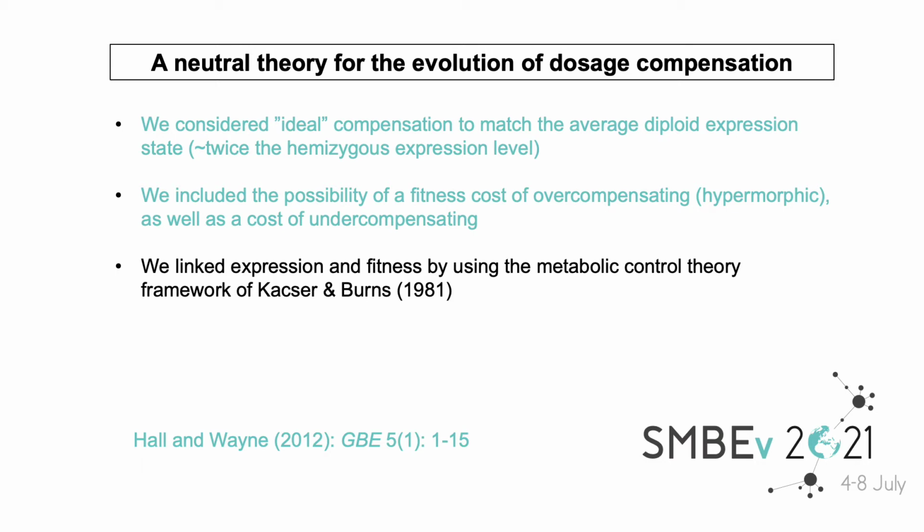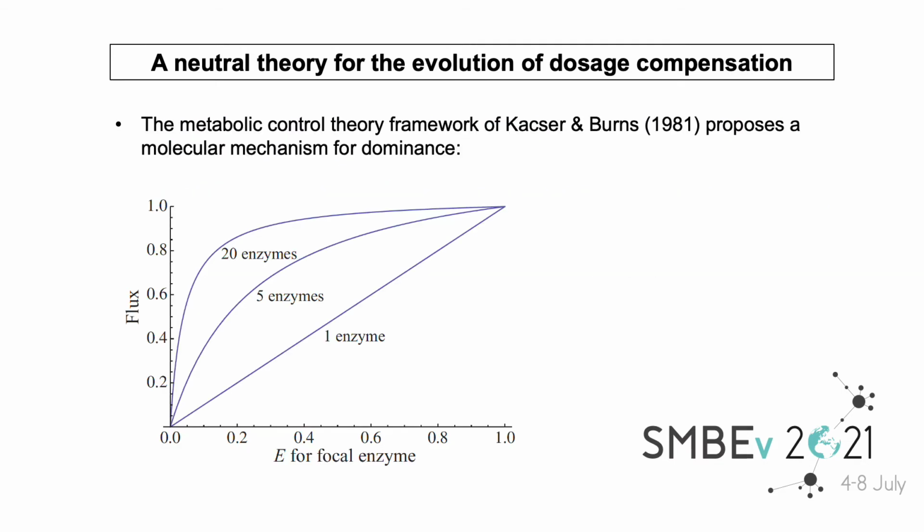Finally, we linked expression with fitness by using the metabolic control theory framework of Kacser and Burns, 1981. So we're going to spend a couple of minutes talking about how that works. The metabolic control theory proposed a molecular mechanism for dominance, somewhat akin to what Wright was thinking of in the 30s. It's a slightly complicated figure, so let's walk through it slowly.